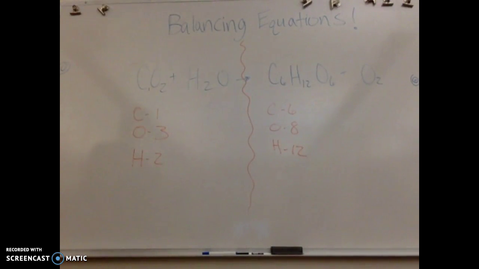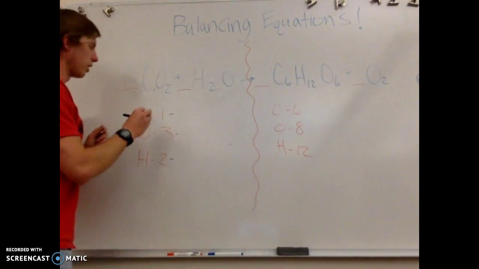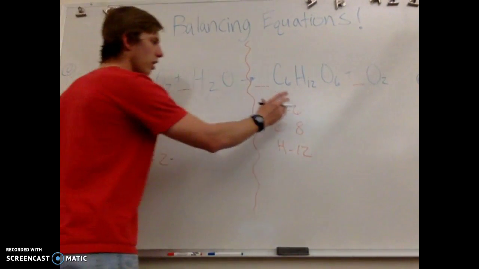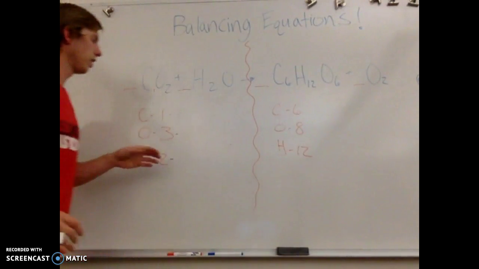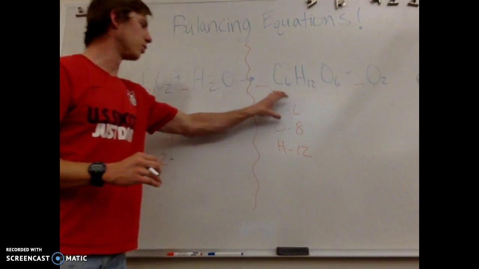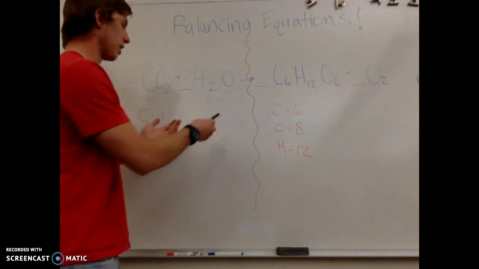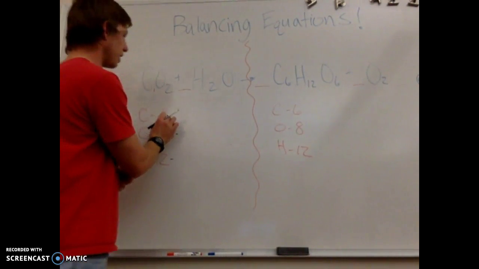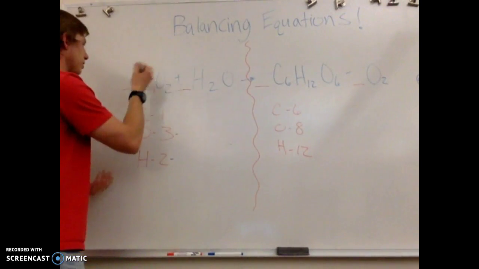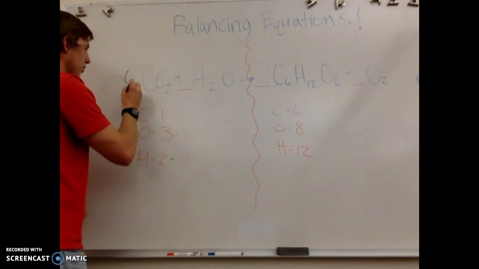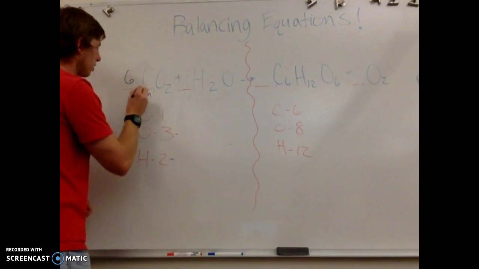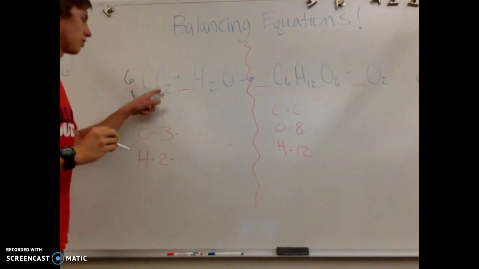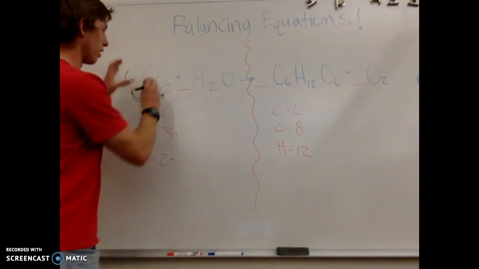So now that we have all that, what I'm going to start with is I'm going to try and get the carbons, since there's 1 here on this side and 6 on this side. I'm going to try and just get that to equal the carbons, because that's the easiest thing to do at this point. So to get 1 to 6, you times 1 by 6, obviously. So what you then have to do is times the carbons by 6, but you also have to times the oxygens by 6, because they're in the same molecule.